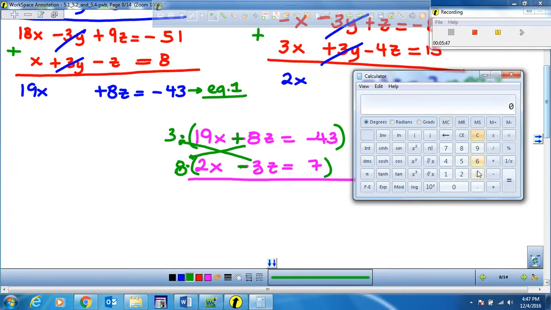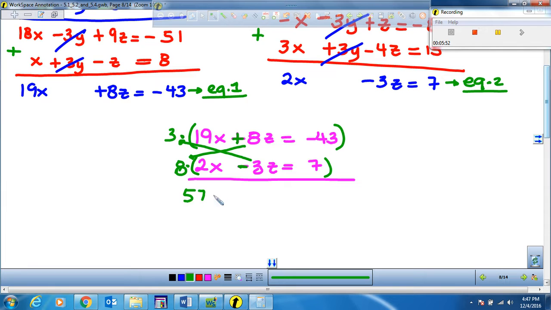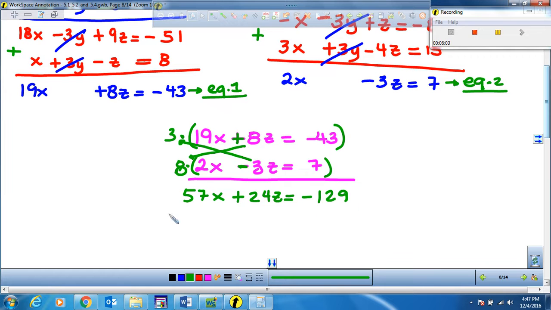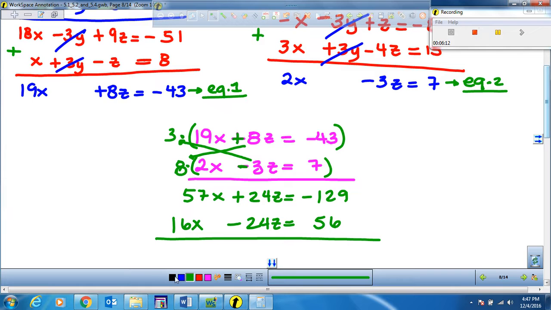So 3 times 19 is going to be 57x. 3 times 8 is 24z. 3 times negative 43, negative 129. 8 times 2 is 16x. 8 times negative 3, negative 24z. 8 times 7, 56. And now you add the two equations.